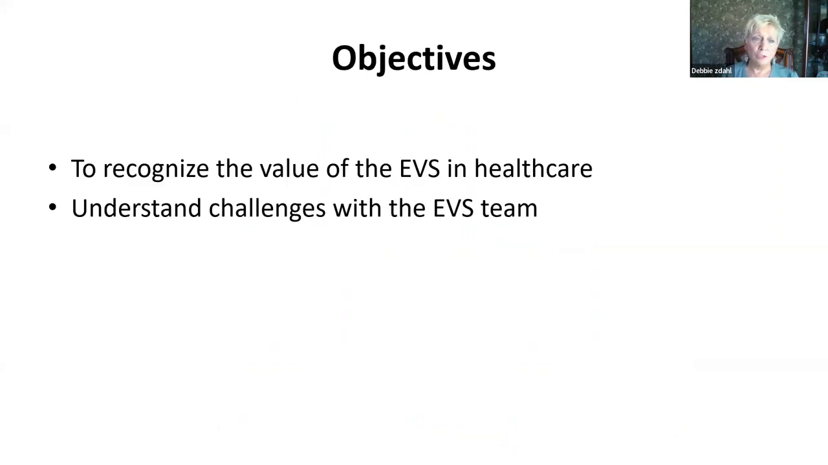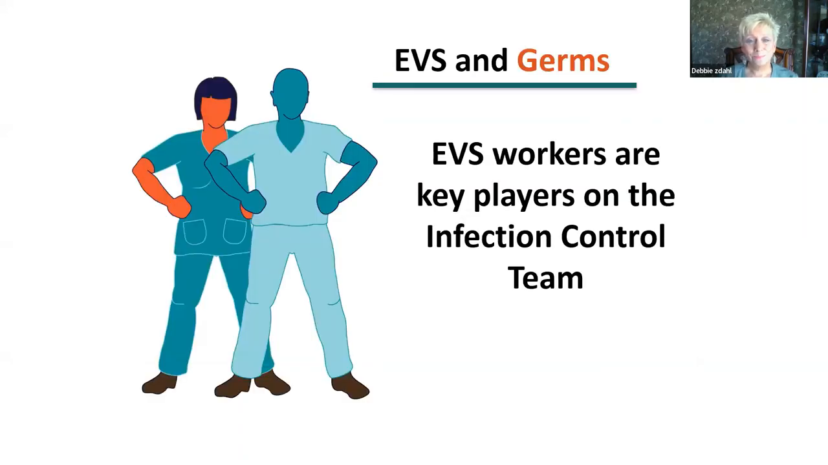So my objectives, of course, are to recognize how valuable your environmental services staff are. They are my frontline people, and we're also going to look at some challenges that I have seen with my cleaning team. As we know, germs are everywhere, but I always know that my EVS workers are my key players. They are the main people that I have on my infection control team because they are out there in all of the rooms every day, emptying the garbage, touching the linens, and doing all the things where they are exposed to all the germs.